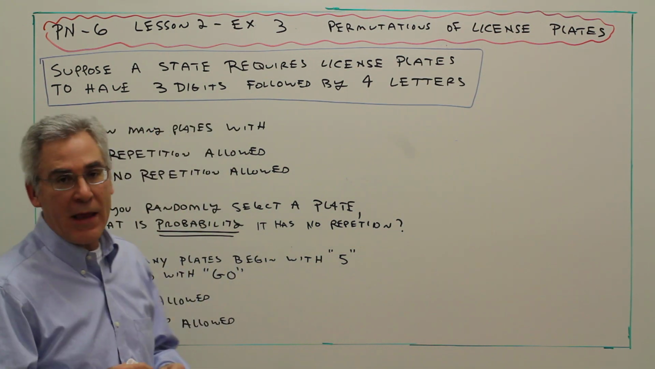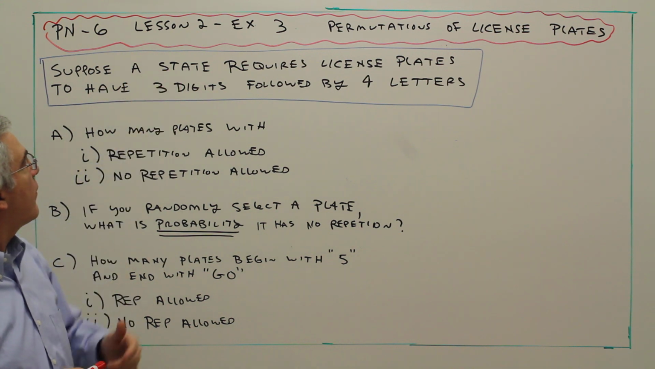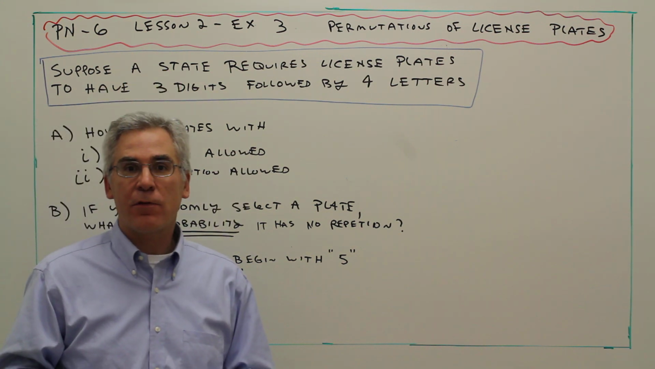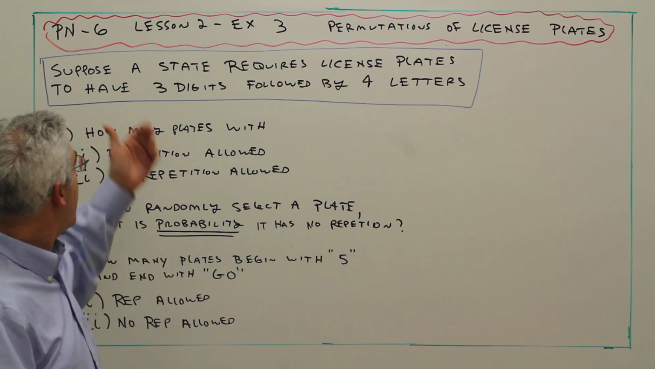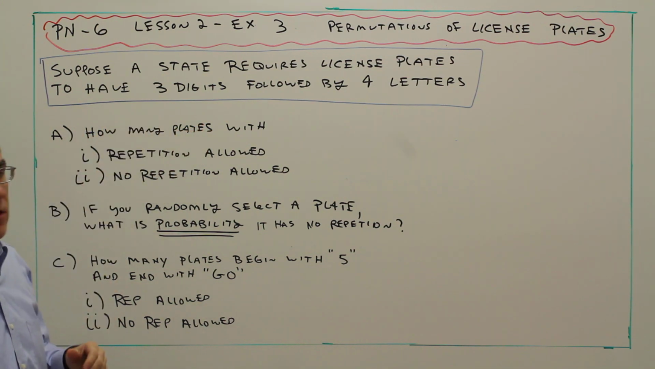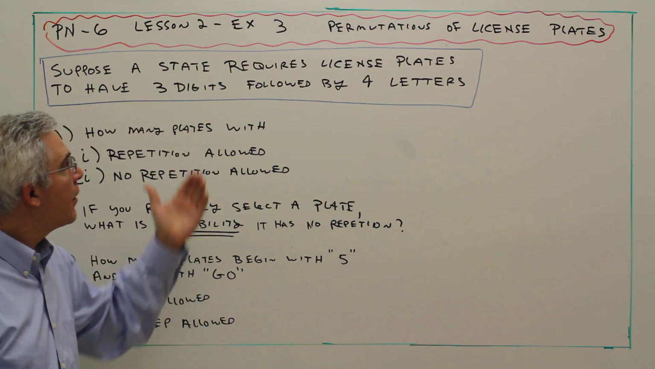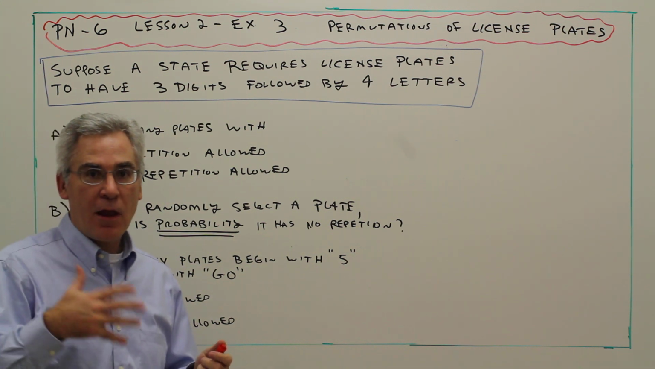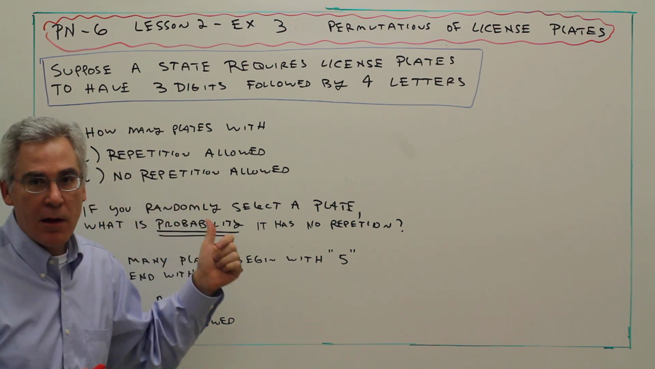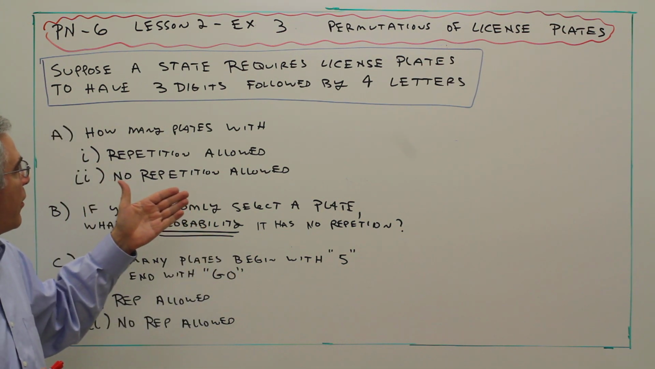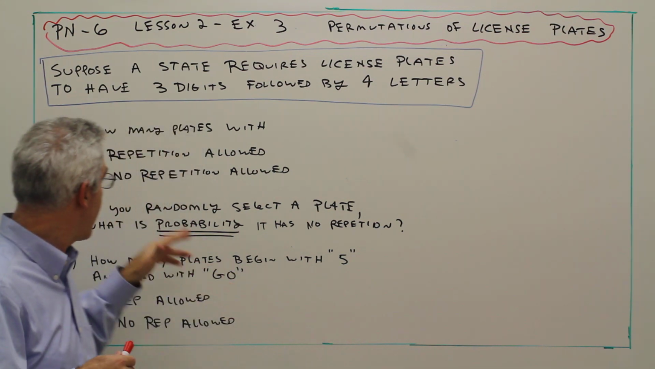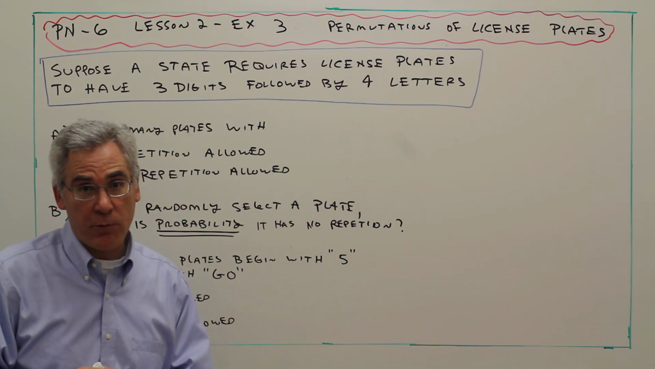Welcome to video PN-6. This is similar to lesson 2, example 3, permutations of license plates. Here's the problem. Suppose a state requires license plates to have 3 digits, 0 through 9, followed by 4 letters, and each letter could be A through Z. Several questions. First one, how many different plates are possible with repetition allowed, repeating digits or letters, and then in the second case, without repetition allowed?